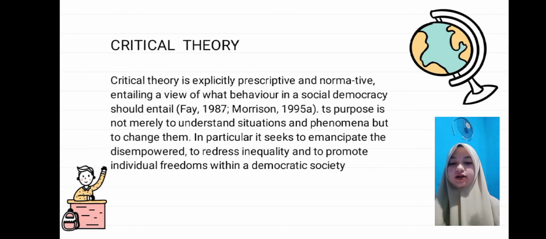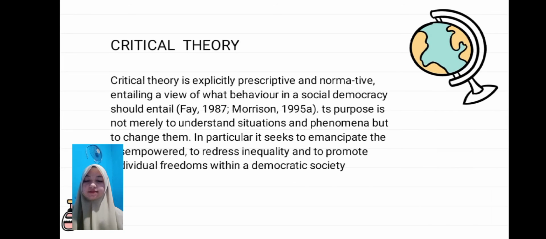Critical theory is explicitly perspectival and normative, telling a view of what behavior in a social democracy should entail. It is from Fay 1987 and Morrison 1995. The purpose is not merely to understand situations and phenomena, but to change them. In particular, it seeks to emancipate the disempowered, to redress inequality, and to promote individual freedoms within a democratic society. That is about critical theory.